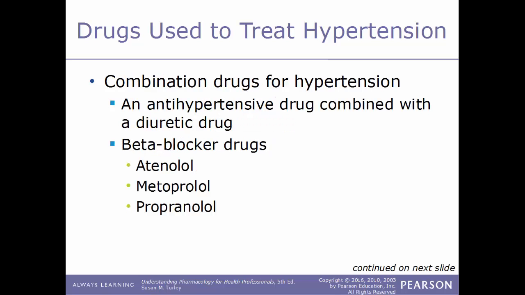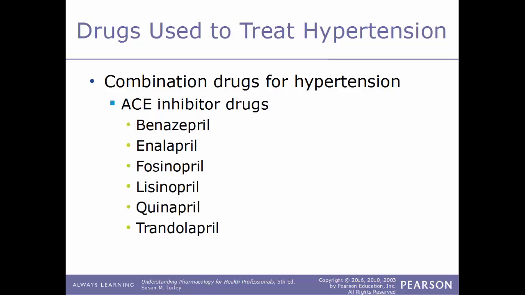And because hypertension is so prevalent, it's very common to see combination drugs used to treat it. There are multiple types of combination drugs. One combination you could have is an antihypertensive drug that's combined with a diuretic drug. Other drugs you may find are beta blockers, including atenolol, metoprolol, propranolol. You can see ACE inhibitor drugs used, such as benazepril, enalapril, lisinopril, quinapril, trandolapril.